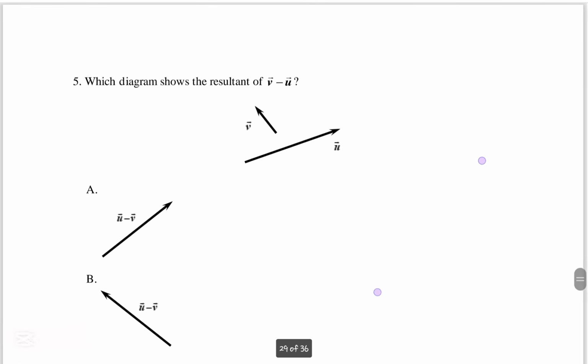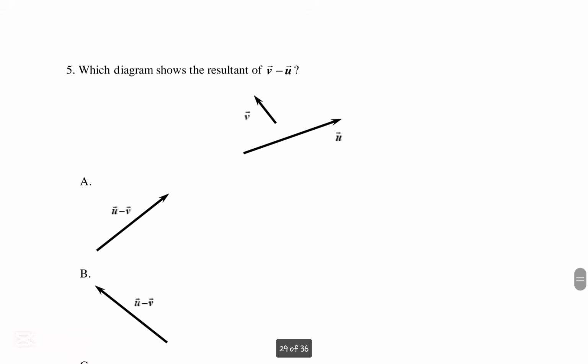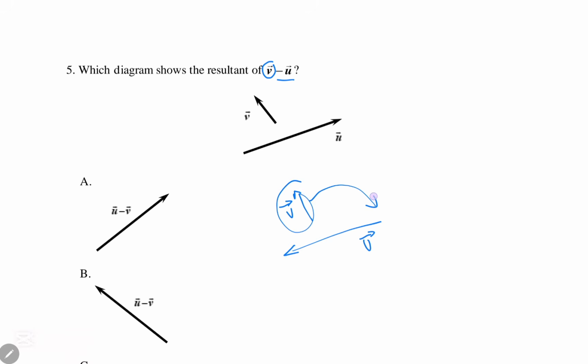Okay, let's move on to question 5. They want which diagram shows the resultant of V minus U. So now we need to pay attention. There's something very important. V minus U. V stays exactly the same, but U, what happens to it? It flips. So now it's going to be like this, V, and it's going to be like this, U. So what I could do is I could move this over here so I can connect them tail with tail. So now here I have, actually it's like this.